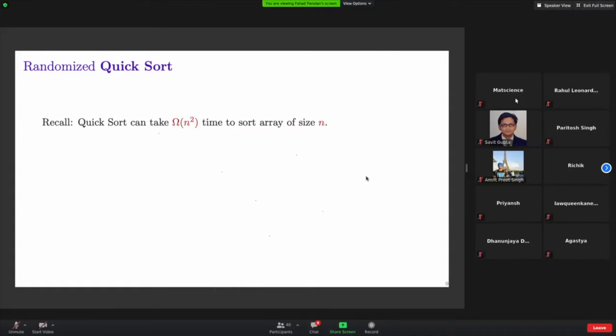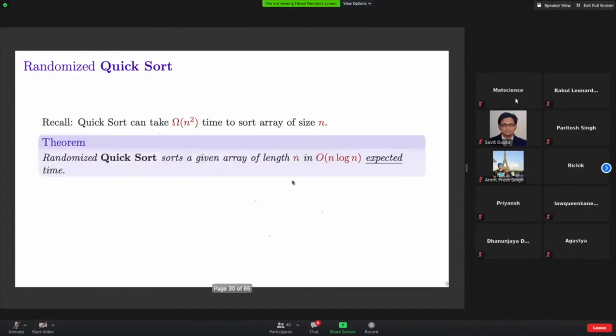As you all pointed out, quicksort can take omega n square time to sort. For example, if the array is already sorted, the deterministic one may take omega n square, assuming you do not choose the pivot in a clever way. Now what we see next is the following: randomized quicksort sorts a given array of length n in order n log n expected time.